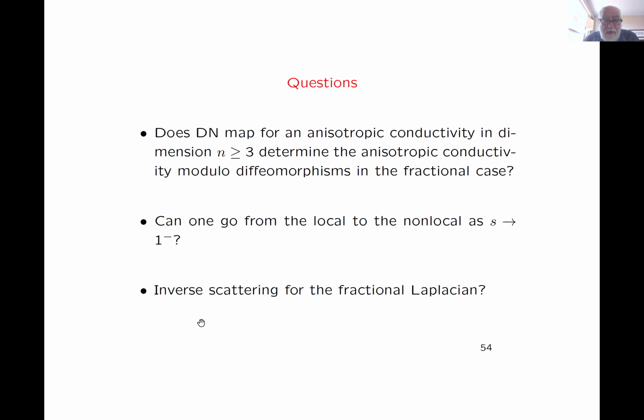Another question, which John Schottland has mentioned, arises in quantum optics: whether you have inverse scattering. We consider inverse boundary type problems or with measurements on the exterior, but how about inverse scattering at infinity for the fractional Laplacian? So these are some of the questions that are not known at the moment. Now this is the end.